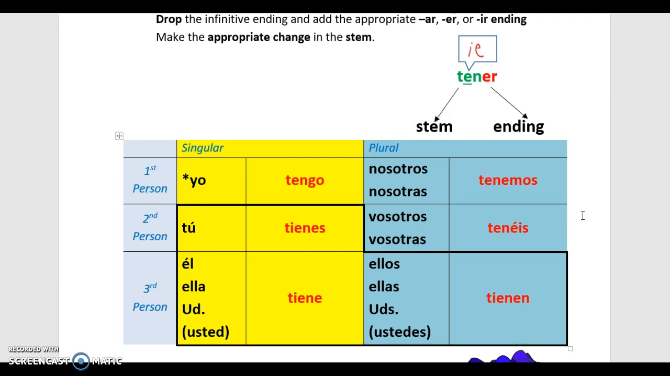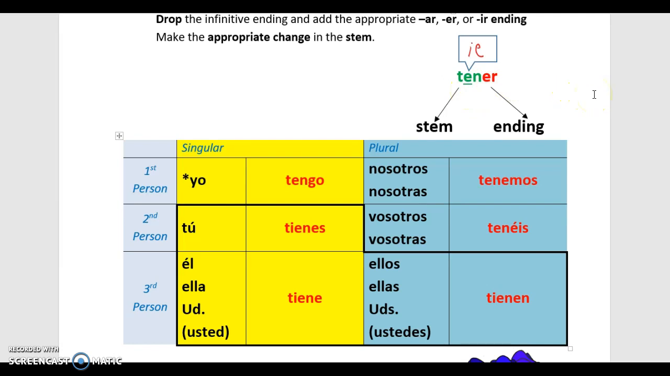Keep in mind, guys, this is still an ER verb. The endings don't change. It's still o, es, e, amos, ais, en. If it were an AR verb, it'd be o, as, a, amos, ais, an. The only difference is we are now adding a little bit of a change in the stem as well.